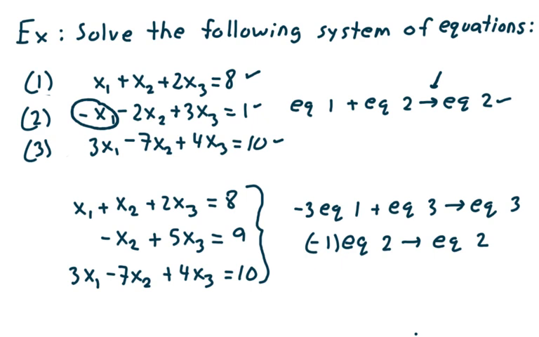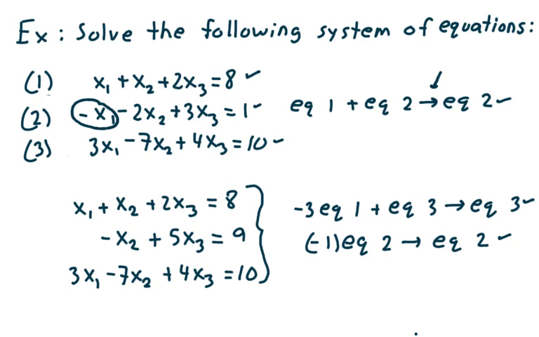Okay, from here, I'm going to take negative 3 times equation 1, add it to equation 3, and put the result back into equation 3. And if you don't mind, at the same time, I'm going to take negative 1 times equation 2 and put the result back into equation 2.